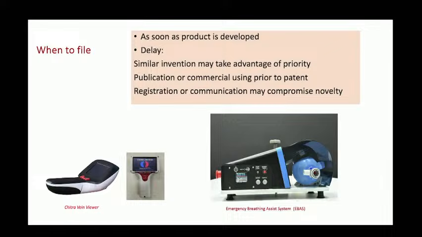And when to file? As soon as a prototype of a product is developed, because if there is any delay in the patent, similar inventions may take advantage of the priority, publication or commercial usage of that product may be done, and registration or communication may compromise the novelty of the idea that you have. So what you are actually patenting is an idea more than the product, or a process, not the actual product. As soon as you publish it, you cannot patent it. You understand? So you must remember, if you have something which is patentable, first patent it and then publish it.